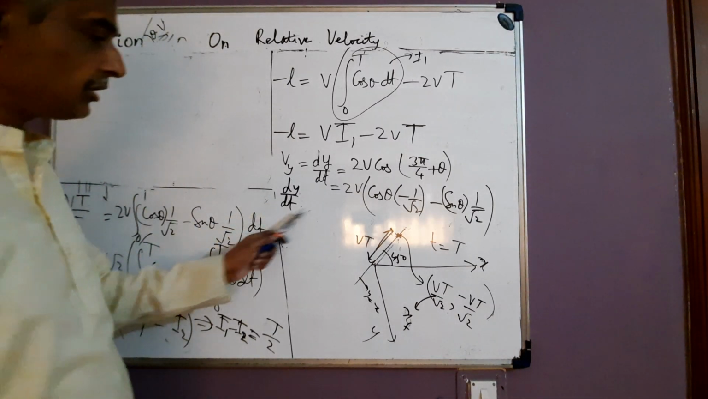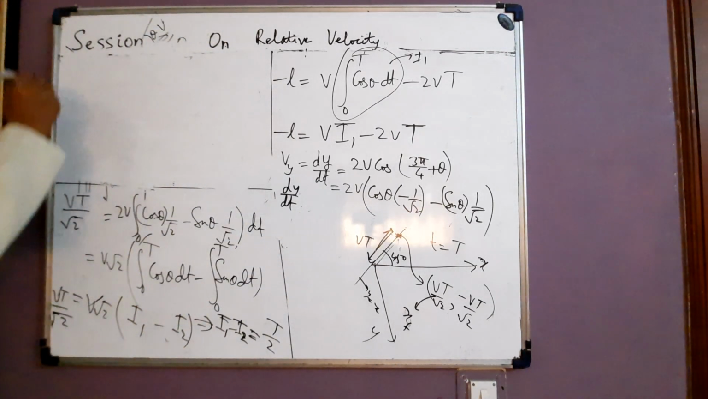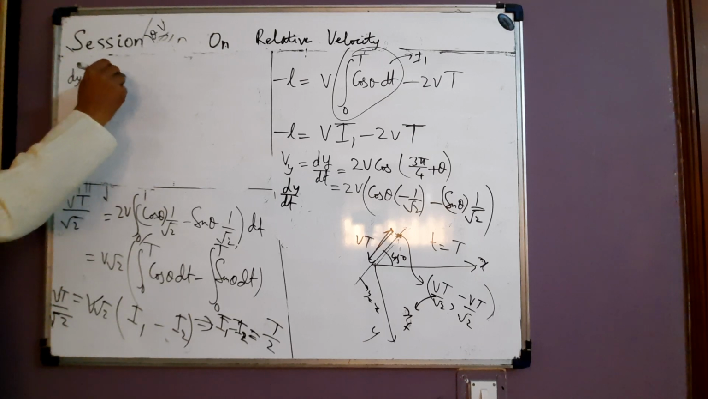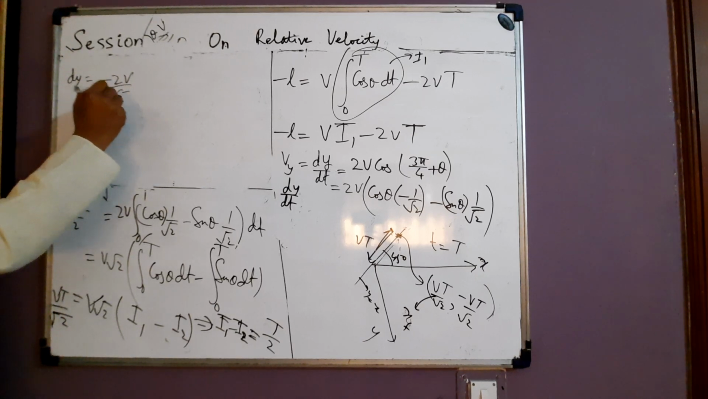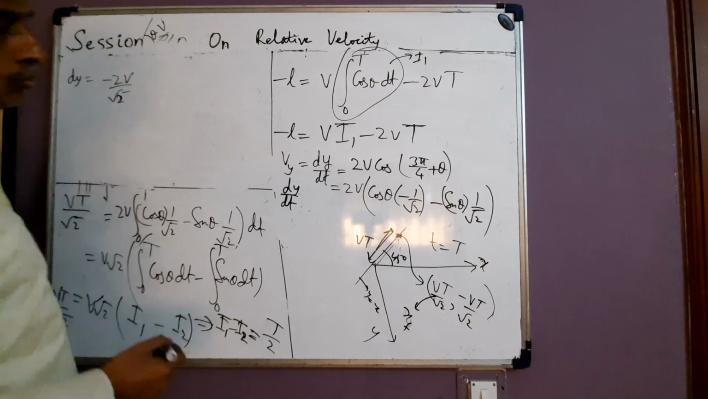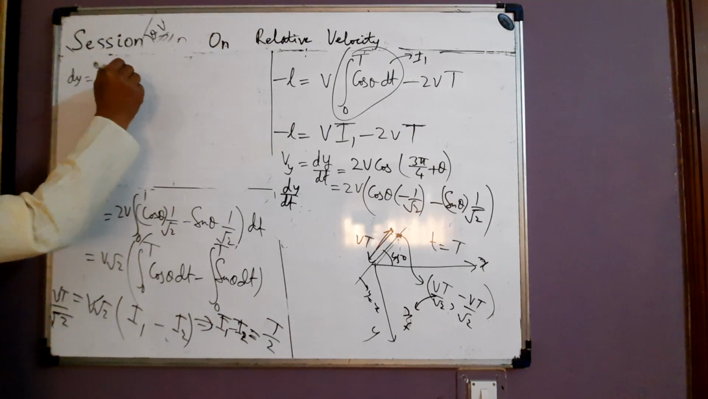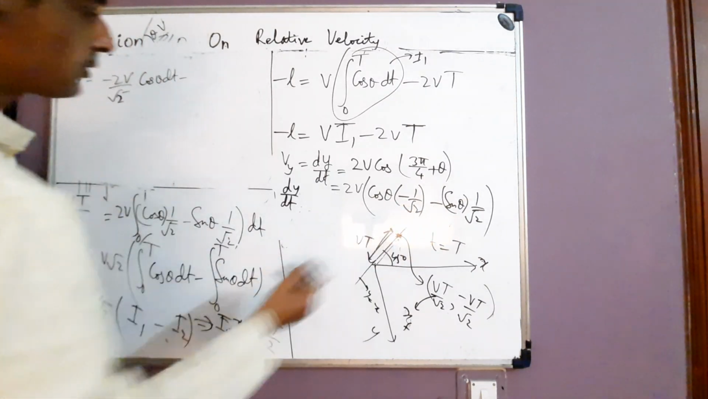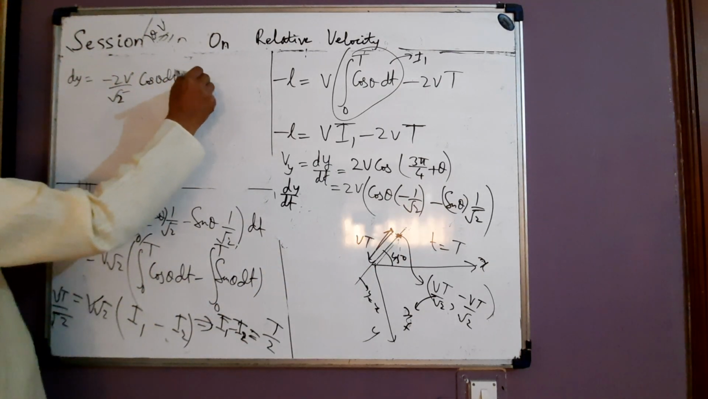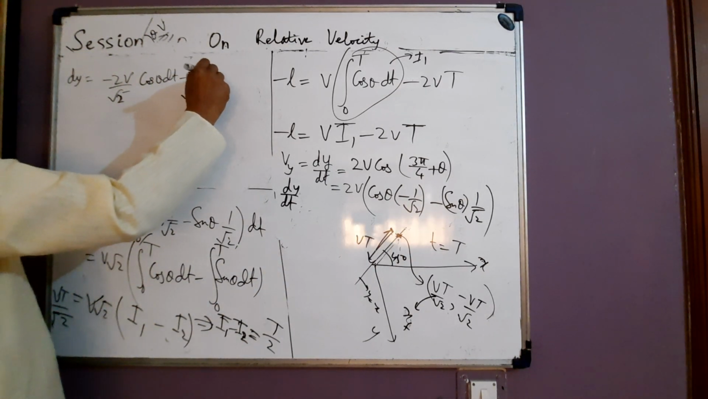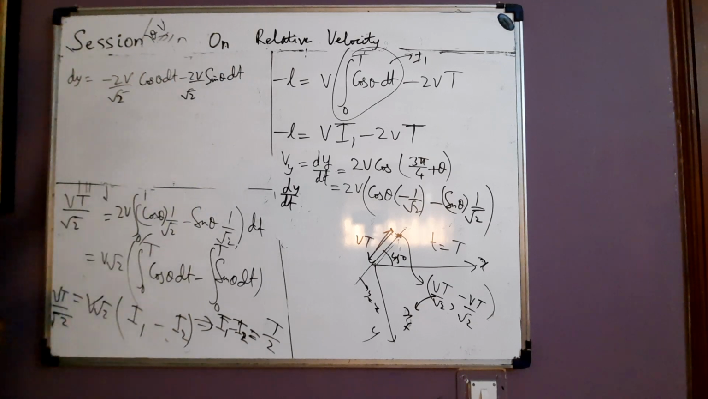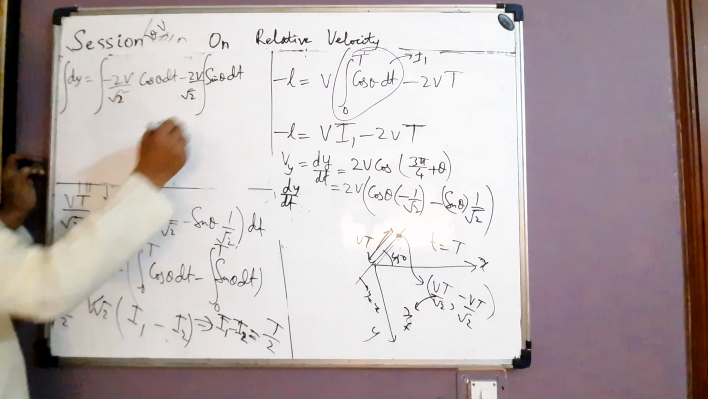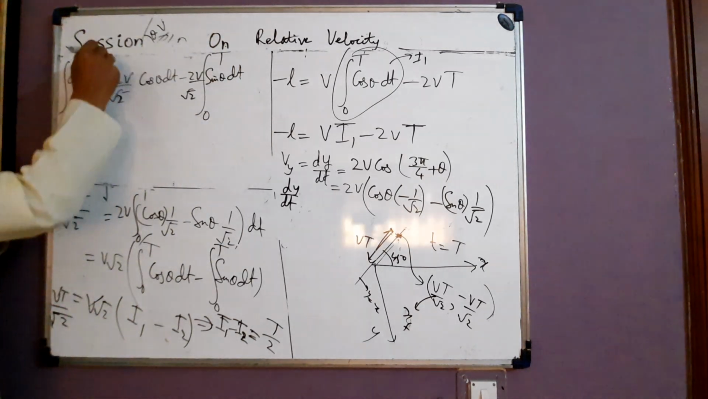So I again need to transfer that side. So dy is equal to minus 2v by root 2 cos theta dt minus 2v by root 2 sin theta dt. Now integrate both sides, again with the limit of t from 0 to capital T.